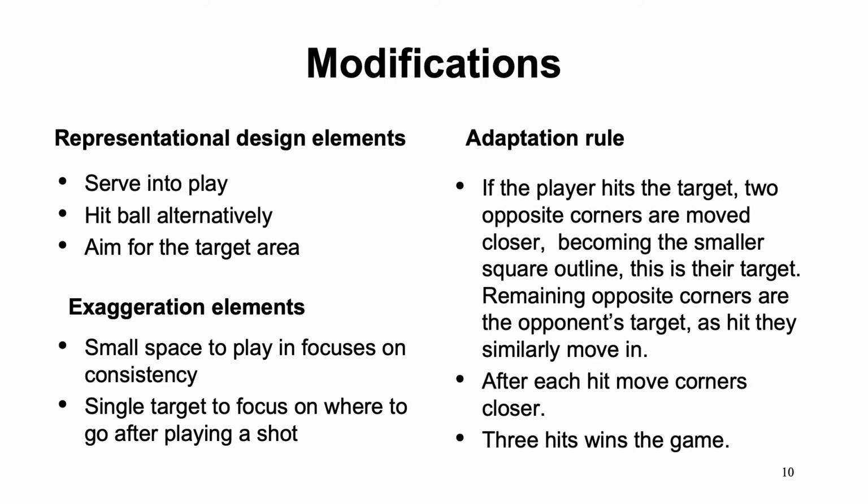An adaptation rule to this game can be added, so if a player hits the target, then 2 of the corners that are opposite each other get moved to be closer, making a smaller target, and they play again. Now, by doing this, it makes it easy for the person who has a larger target to actually catch up. Once you've got 3 hits, target very small at the end, you then win the game.